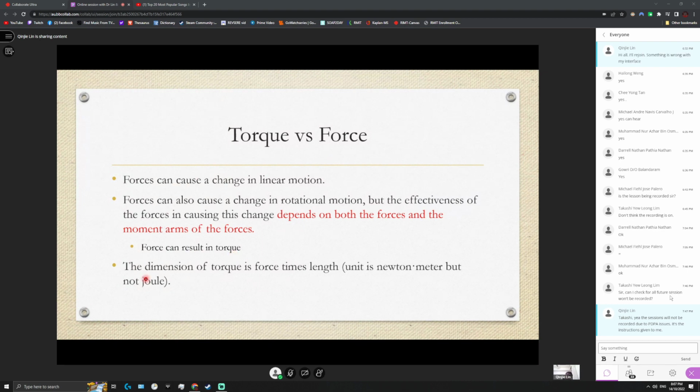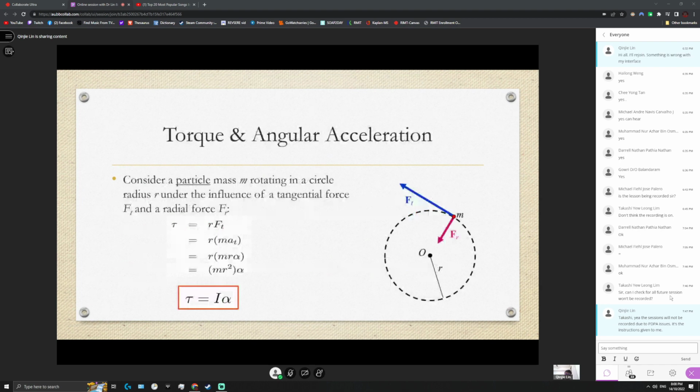Here the dimension of torque, because it's force times distance, is actually force times length. But when we write torque, the unit is Newton meter. We write it as Nm, not joules. It has the same dimensions as energy, if you remember. Energy is force times distance. Actually, they have the exact same dimension, but the units are different. So when we see Newton meter, we know we are referring to torque or moment.